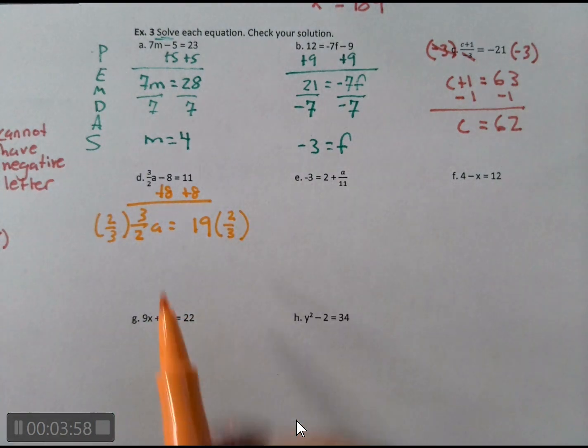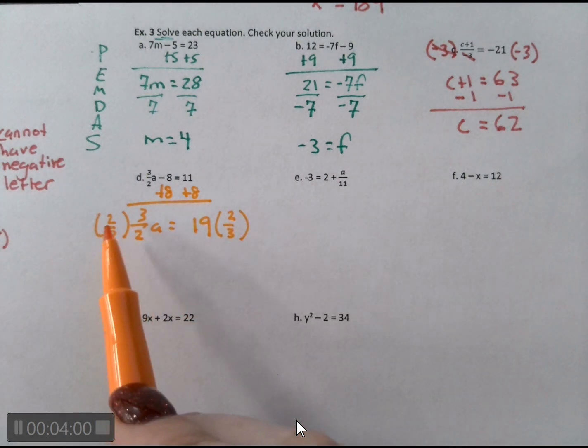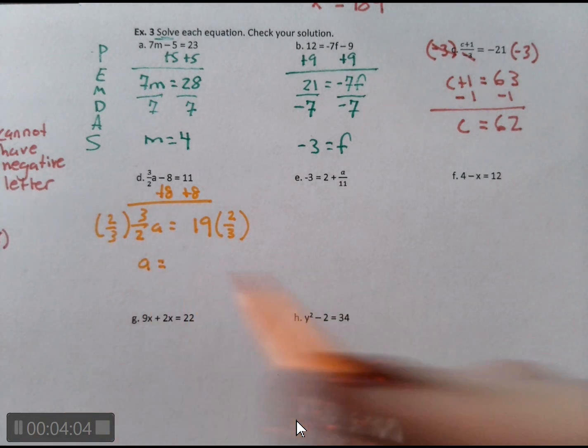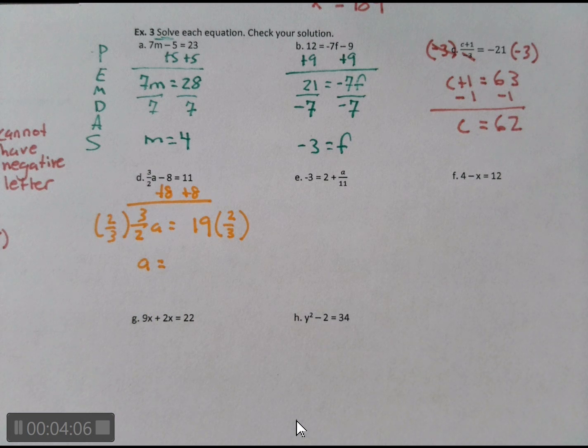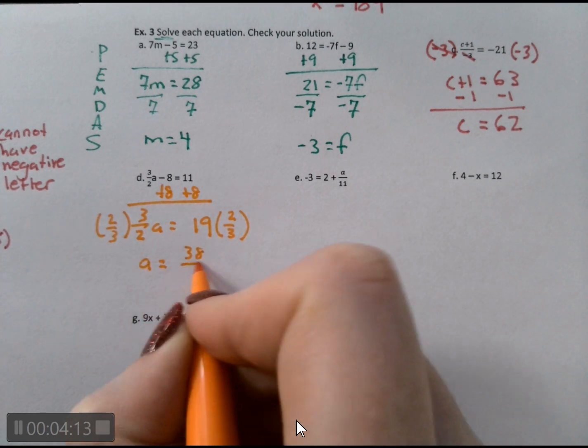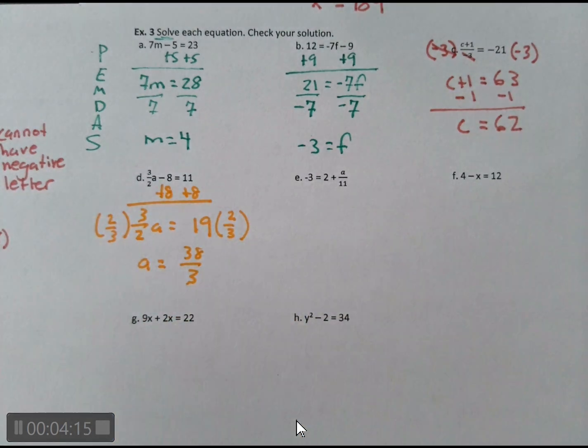So if you'll excuse me if I do not continue to cross these out and multiply them, because when we multiply the reciprocal, the whole point is just to get a by itself. So from now on, I'm just going to leave a by itself. But 19 times 2 is going to give me 38 divided by 3. And this cannot be simplified, so that's just your answer.